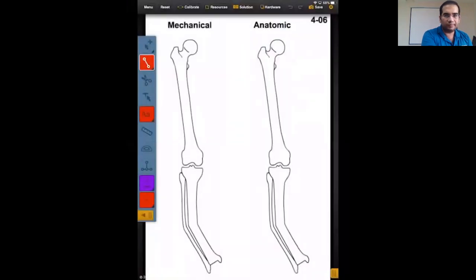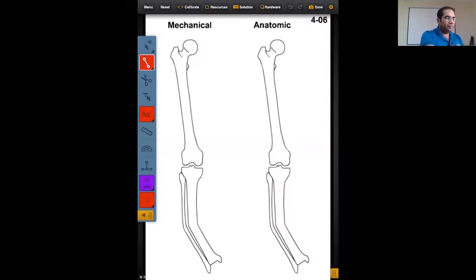Now I'm going to start with our session. This was the first case, the first exercise that we did when we started our second session. By now you can all understand that this is an obvious case of deformity of the tibia.